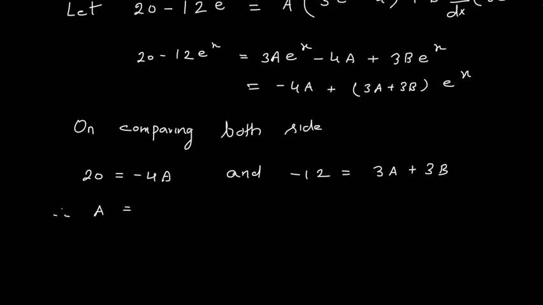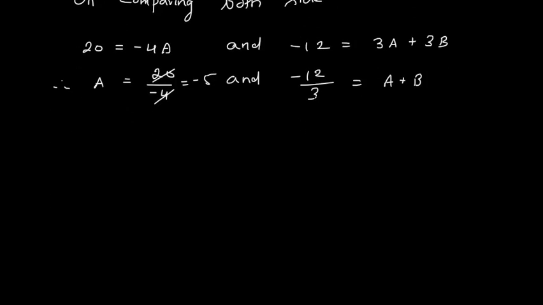So therefore a will become 20 divided by minus 4, and this 3 I can take common, so minus 12 divided by 3 is equal to a plus b. So the value of a is minus 5. Therefore a we get minus 5, and here 3 4, so minus 4 is equal to a is minus 5 plus b.